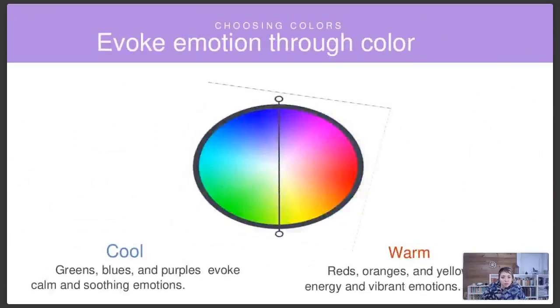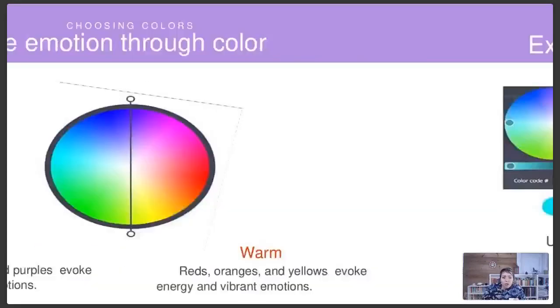So we got a hex code. Now, there is emotion through color. I know a lot of you have heard about that, but it's a very, very true thing. So in general, our cool colors are greens and blues and purples, and they evoke a calm and soothing emotion. Our warm colors on the other side of the spectrum are reds and oranges and yellows, and these tend to go with energetic, vibrant, and passionate emotions, right? Excuse me. Still getting over that cold.